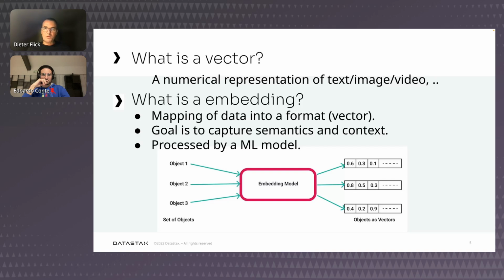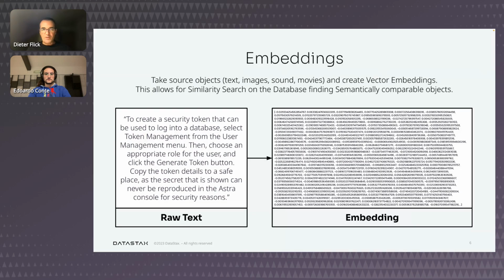And in order to map that data, so this data can be an object like a text, an image, a video. In order to transform that object into a vector, we leverage so-called machine learning models, embedding models. And these models actually capture the semantics and the context of the object that we vectorize within the vector. The question now is, so how does it look?